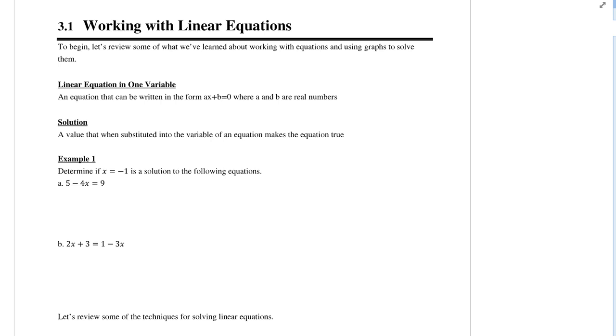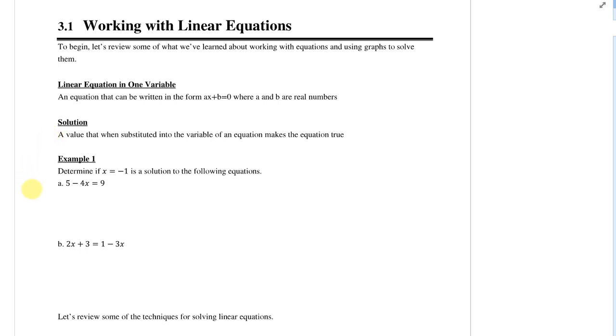So the first part of 3.1, like I said, should be stuff that you're already familiar with. We talked about some of this in chapter 1. Part of this is just reviewing things like what is a linear equation in one variable. So it's things that look like this, ax plus b equals 0. You solved a bunch of these in chapter 1. And then also talking about things like what is a solution. So you should know what a solution is, and you determine whether something is a solution by plugging it back into the equation.